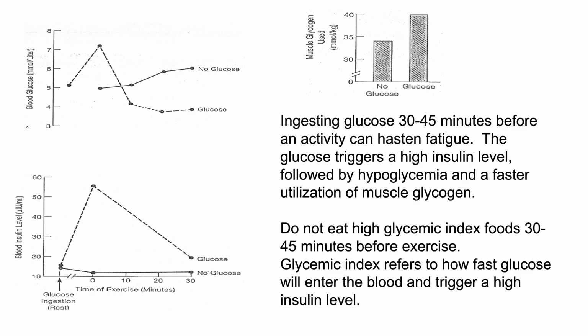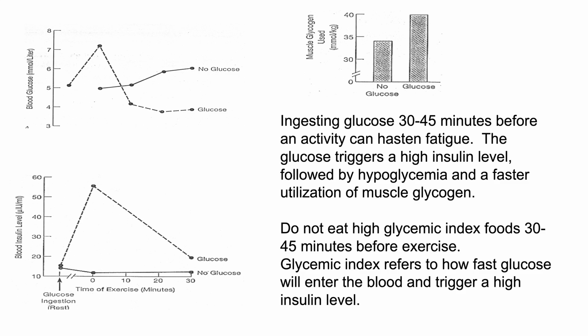And so what happens if you have a high glucose feeding, it says right here, 30 to 45 minutes before an activity, this will hasten, that is, increase, fatigue. It says the glucose triggers a high insulin level, followed by becoming hypoglycemic, and a faster utilization of muscle glycogen. So it says, do not eat high glycemic index foods 30 to 45 minutes before exercise. And remember, once again, the glycemic index refers to how fast glucose will enter the blood.